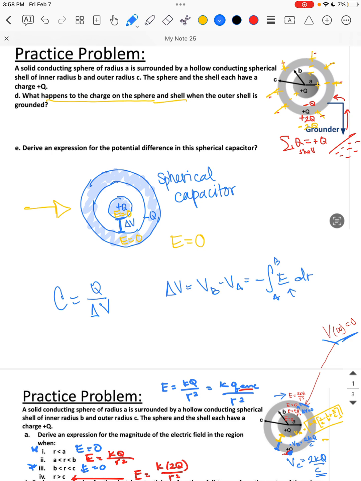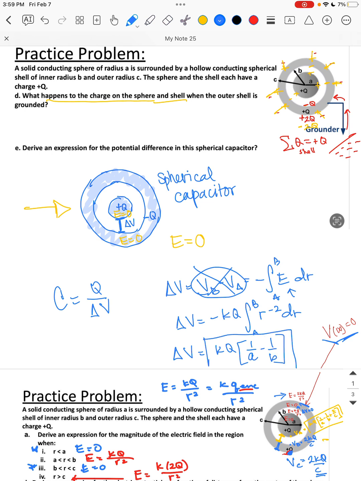So the electric field here, and actually I put this in here just out of habit, but I'm not solving for the potential at A or the potential at B. I'm solving for the change in potential. So all I have to do is take my equation, integrate from A to B of R to the negative 2, and my final change in potential is KQ times 1 over A minus 1 over B. And that is how you solve for capacitance of spherical capacitors.